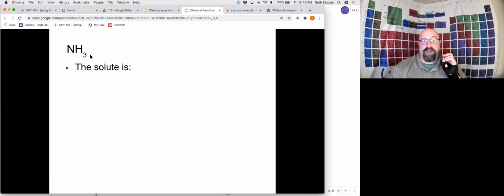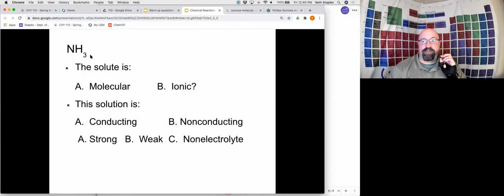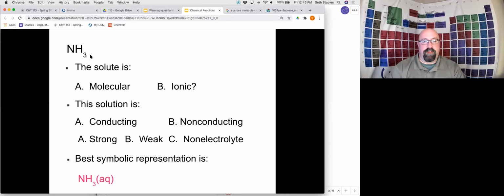Actually, that wasn't the last one. NH3. I'll just go through this one fairly quickly. Hopefully, you're sort of catching on, that this one is molecular. Therefore, it's non-conducting. It's a non-electrolyte, and that's how we represent it.